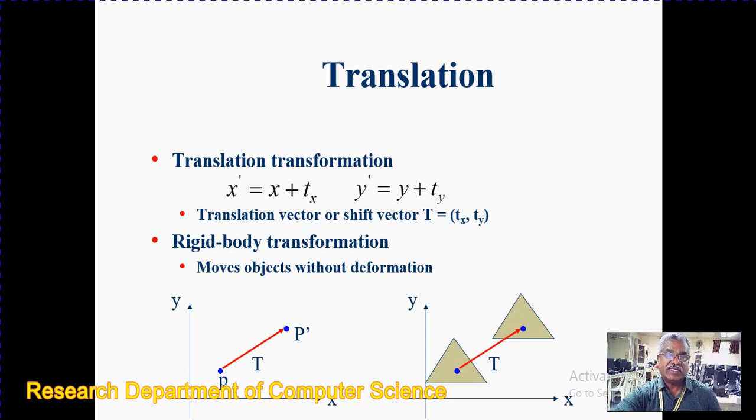So when you are displacing by an amount of distance, you represent the distance by the translation coordinates, that is, tx in the x direction and ty in the y direction. So the new coordinates will be x dash equal to x plus tx and y dash equal to y plus ty. The translation vector or shift vector t is equal to (tx, ty). Whenever the whole body is concerned, it moves the object without deformation.